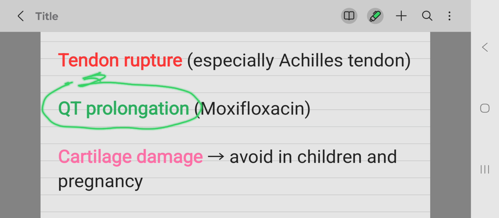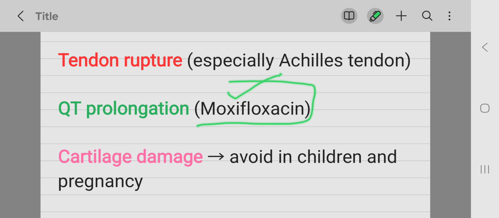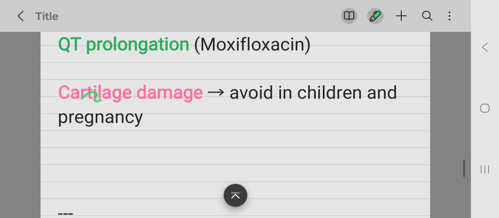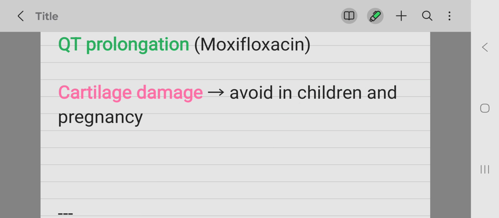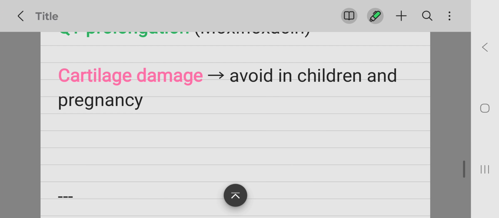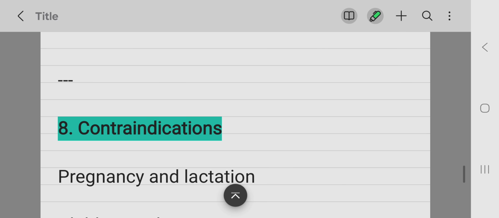QT prolongation is the most serious adverse effect seen with the quinolones, and moxifloxacin is the drug that causes the most. Then cartilage damage. So you should avoid in children and in pregnancy, because in children and in the fetus it can lead to cartilage damage. Therefore fluoroquinolones are contraindicated in children and in pregnancy.